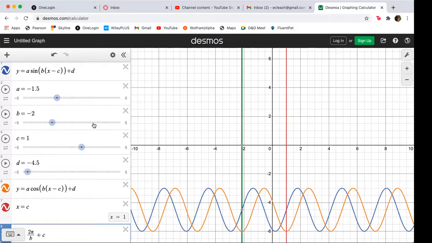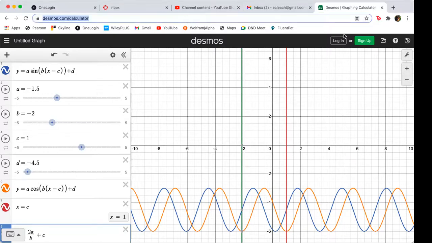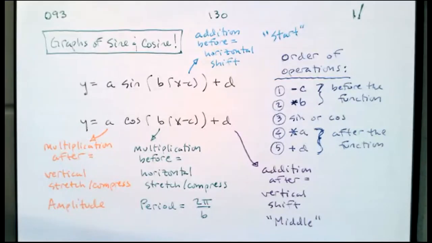All right. So what we want to notice is we want to categorize the changes in the graph, reading things before or after, reading where we start, where the middle is, and calculating the period. We want to be able to calculate all those things. We want to know what the graph is going to look like and what the points are going to be on the graph. So let's switch back over to the board.